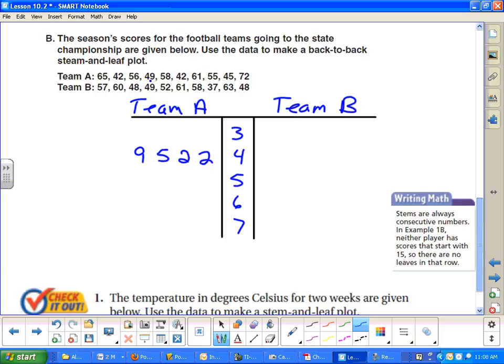So we've got, all right, so we go to the 50s. There's a 55, 56, and 58. So 5, 6, and an 8. And they have a 61 and a 65, and then a 72.